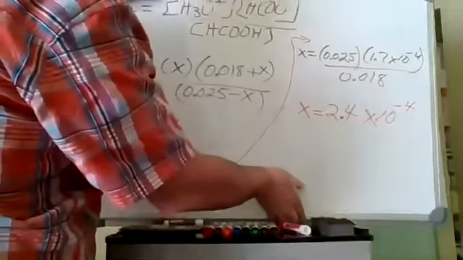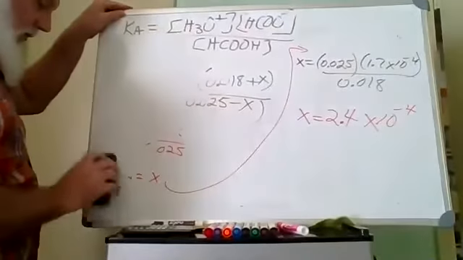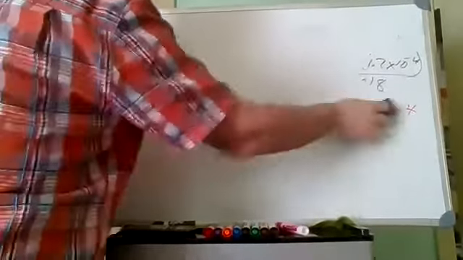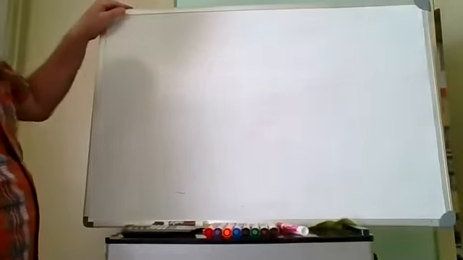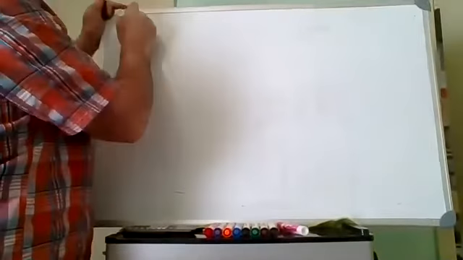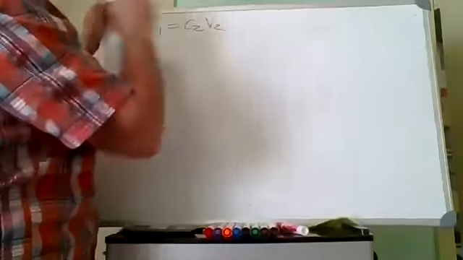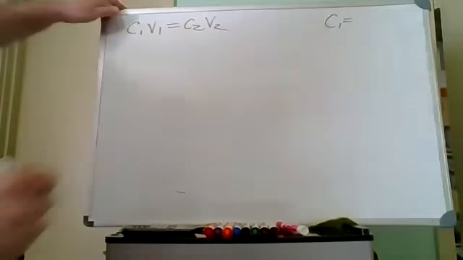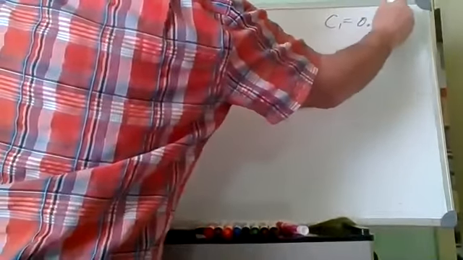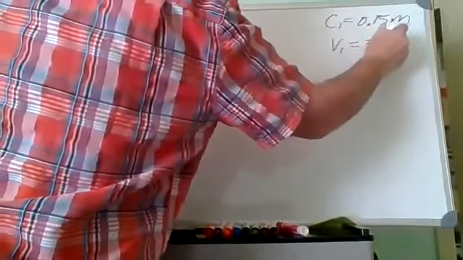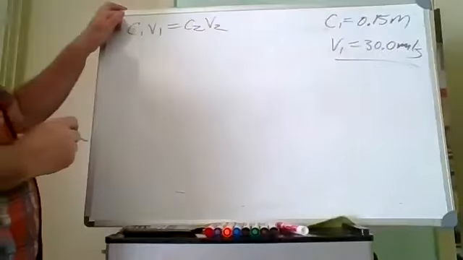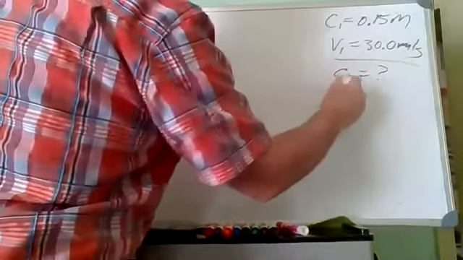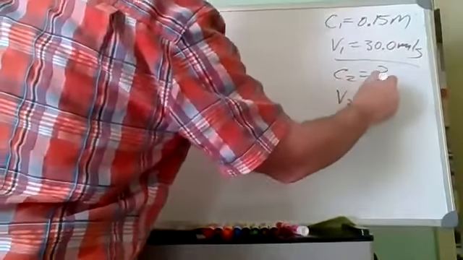So let's go ahead and do that. We have to do it for both the acetic acid and the sodium acetate. Let's do the acetic acid first. If you remember, the dilution equation is C1V1 equals C2V2. For the acetic acid, C1 equals 0.15 molar. The first volume is 30.0 milliliters. For the second set of conditions, the concentration is unknown. That's what I'm trying to figure out. And the second volume is 100 milliliters after we dilute it.